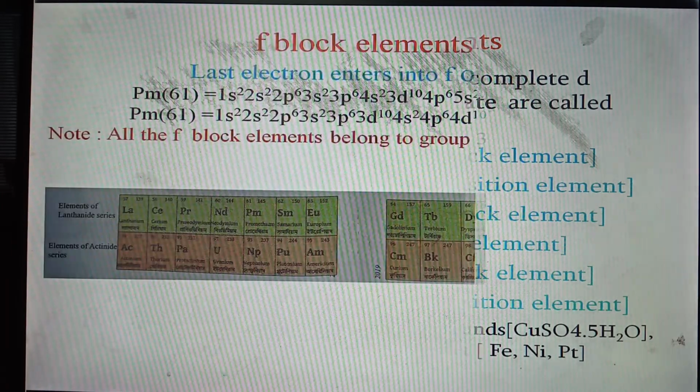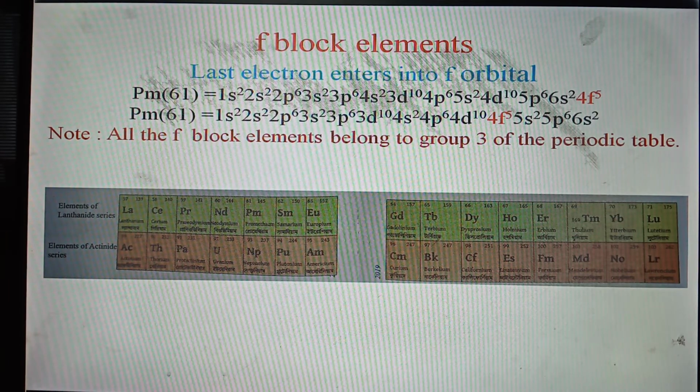Next we shall go to the f block elements. If the last electron of an element enters into the f orbital, then it is called an f block element, and there are two periods which contain f block elements, the 6th period and the 7th period. Let us take the example of promethium, atomic number 61. The electronic configuration is showing that the last electron is going to the f orbital, so it's an f block element.